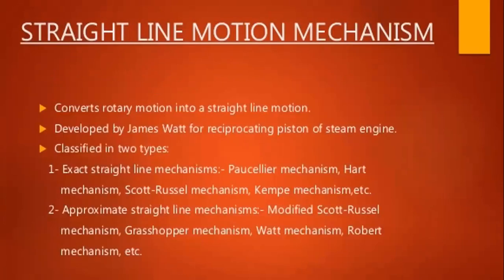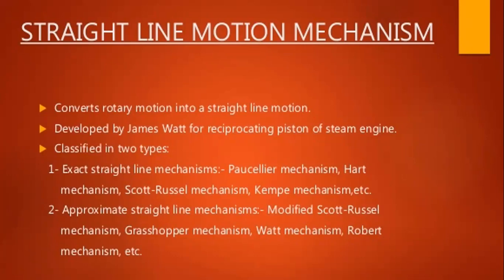Our first topic is straight line motion mechanisms. What are these straight line motion mechanisms, how do they exist, and what were they developed for? Straight line motion mechanisms are generally used to convert rotary motion into a straight line motion. These were first developed by James Watt for the reciprocating piston of the steam engine.